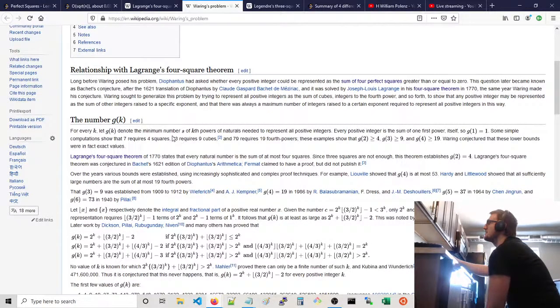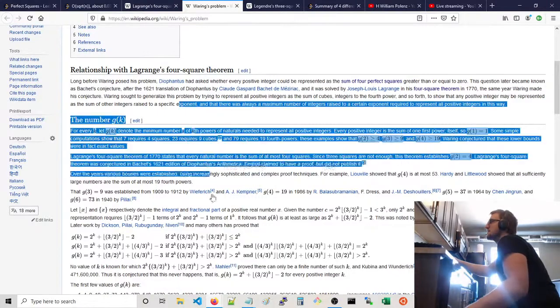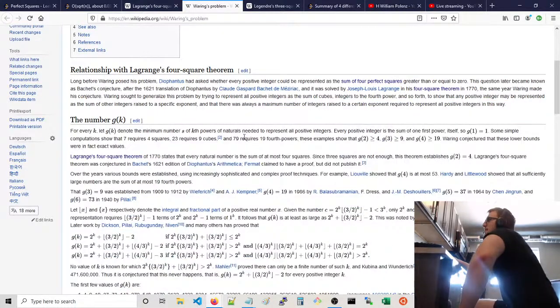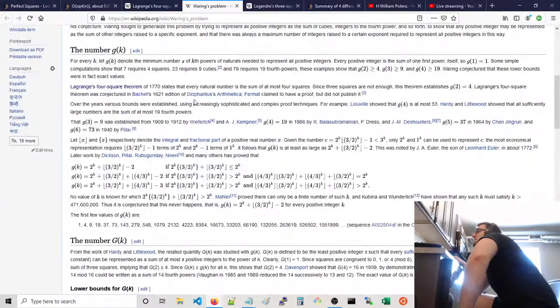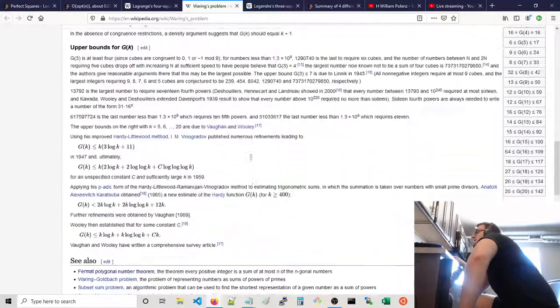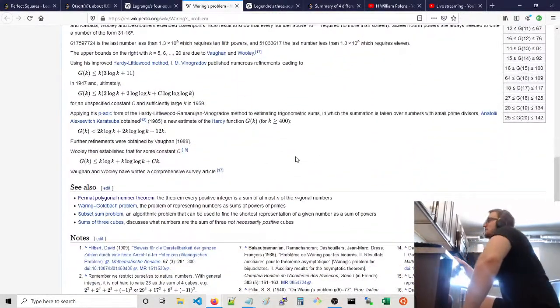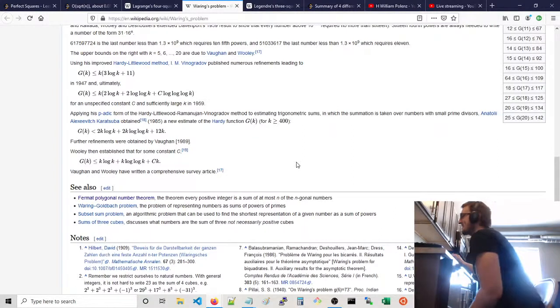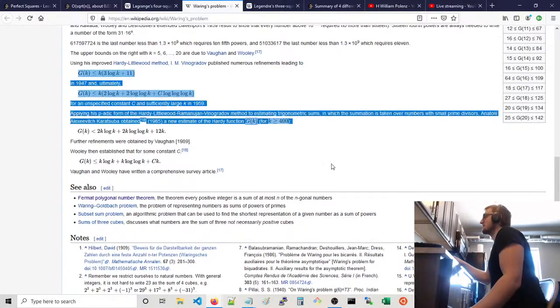Let g(k) denote the minimum number s of kth powers of naturals needed to represent all positive integers. Every positive integer is the sum of one first power, itself. Some simple computations show that 7 requires 4 squares, 23 requires 9 cubes, and 79 requires 19 fourth powers. These examples show lower bounds; Waring conjectured that these lower bounds were in fact exact values. Hardy and Littlewood studied the related G(k). Oh man, this is complicated. This is really interesting.